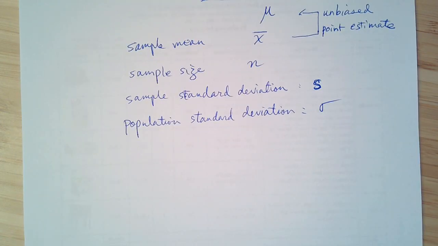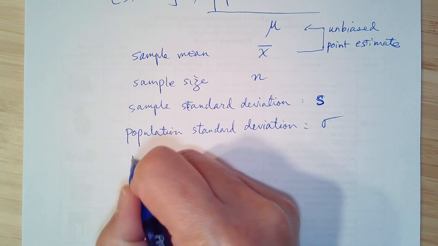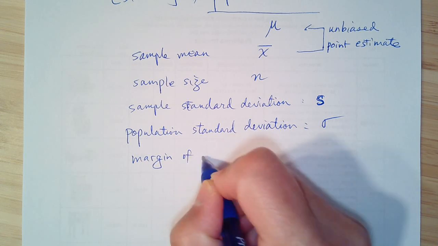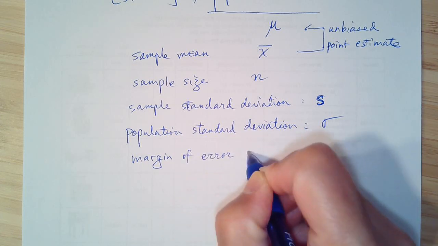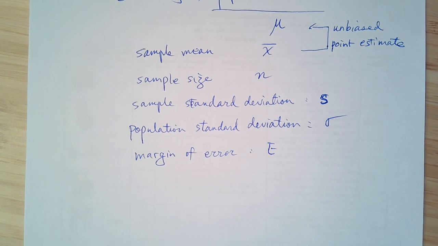Okay, there's one more, the margin of error. It's just an E. Okay, it's very similar. All right, now I'm going to show you a flow chart about the distribution. Which one are you going to use?